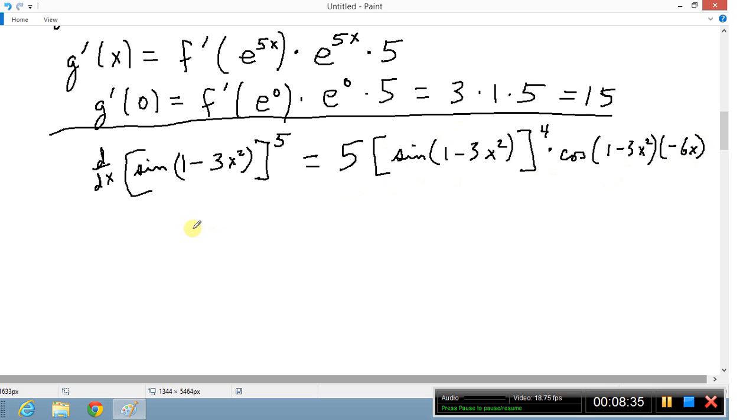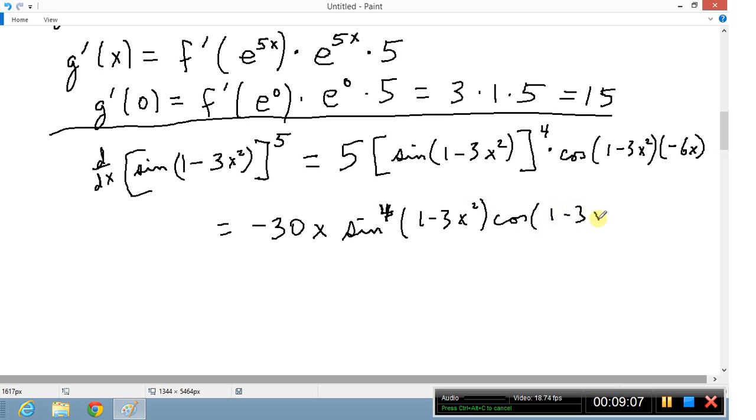So that's about it. We could rewrite it one last time, but that's not even worth doing. But I'll do it anyway. The 5 and the minus 6 consolidate to minus 30. You've got an x here, and then all that's left is this sine, which is to the 4th power, sine to the 4th of 1 minus 3x squared, and then multiplied by the cosine of 1 minus 3x squared. And that's it for number 8.